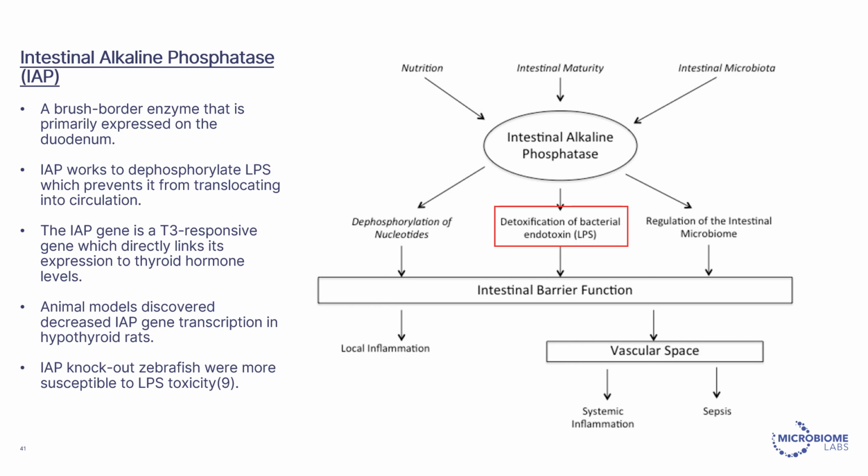Studies on animal models discovered that decreased IAP gene transcription was found in hypothyroid rats. And when they knocked out IAP in zebrafish, those animals became more susceptible to LPS toxicity.